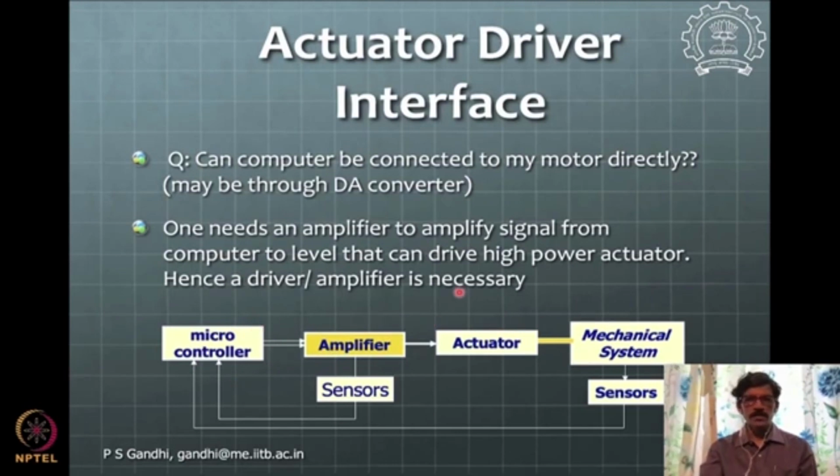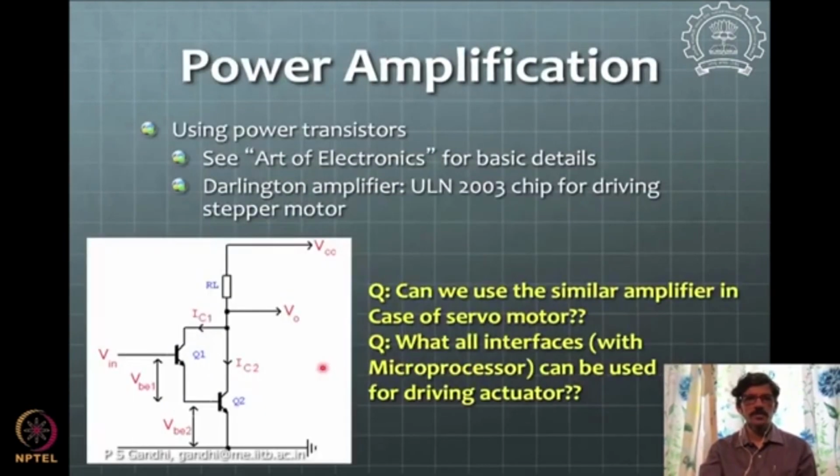Now we are focusing on this amplifier unit here. So what kind of amplifiers will we use? Suppose we have a transistor based amplifier, say the ULN2003 chip for driving a stepper motor. Like that, we are using some kind of a transistor amplifier.